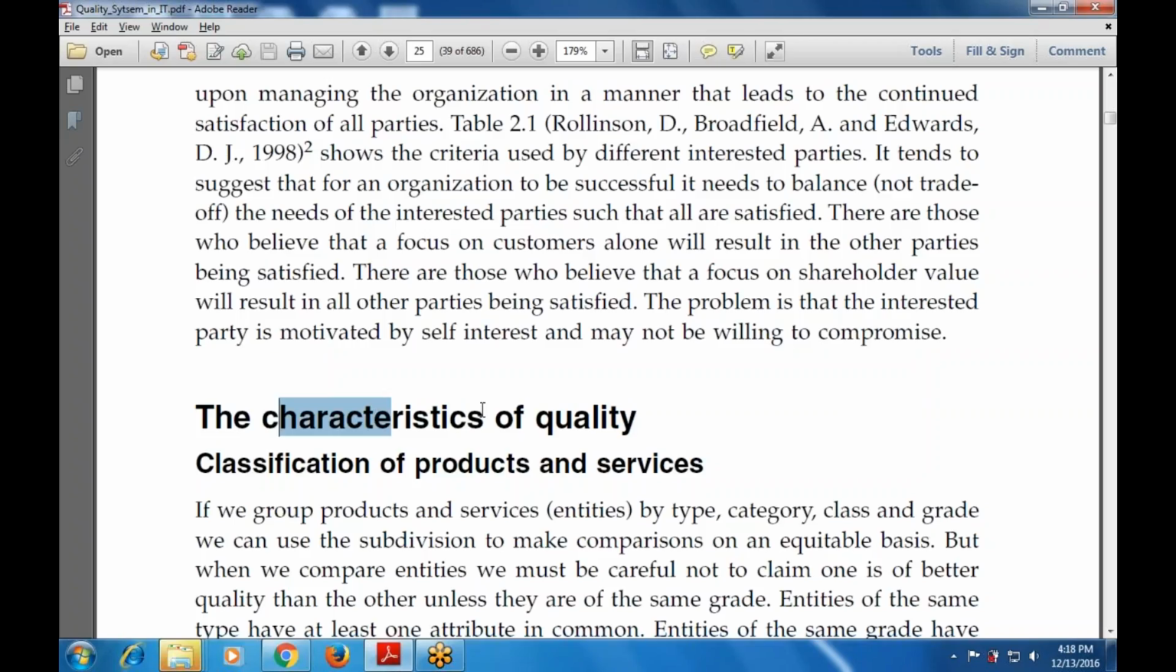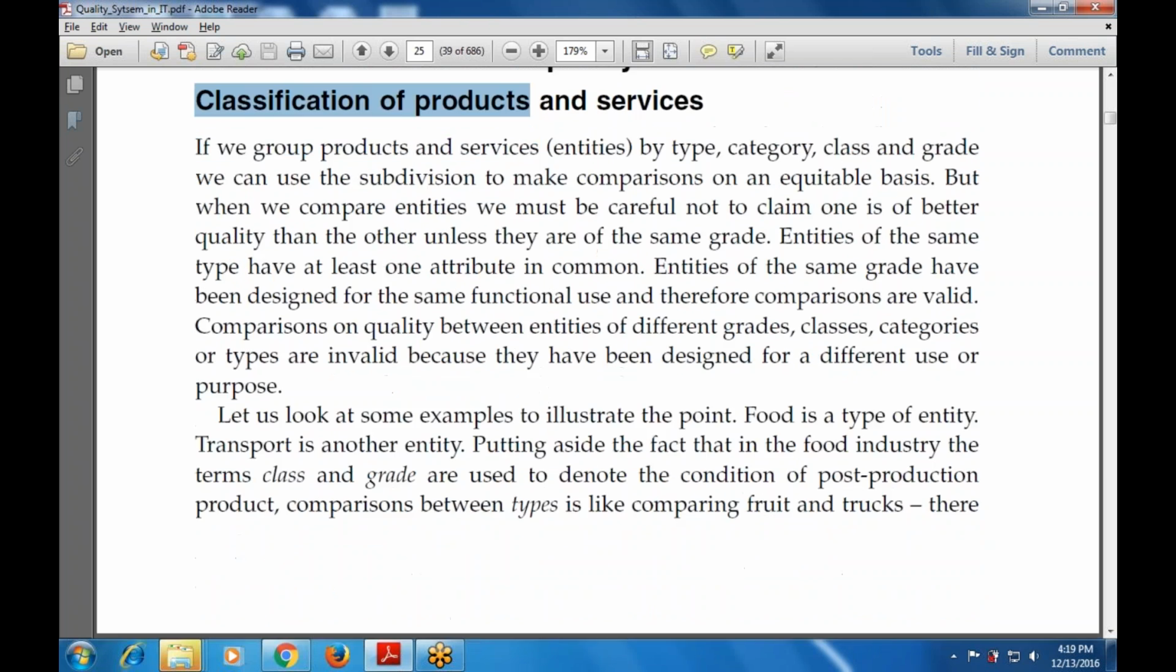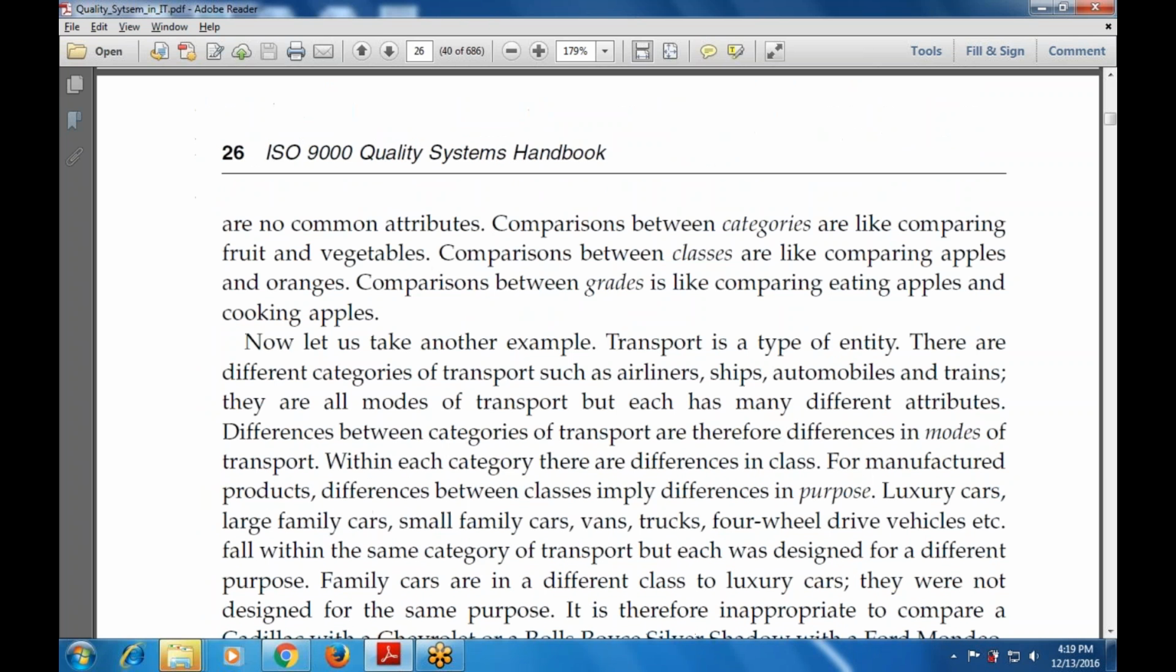The next one is the characteristics of quality, that is, the classification of the products and services. So when I talk about comparison, that is also carried out by category, such as comparing products like fruits and vegetables, we can say.